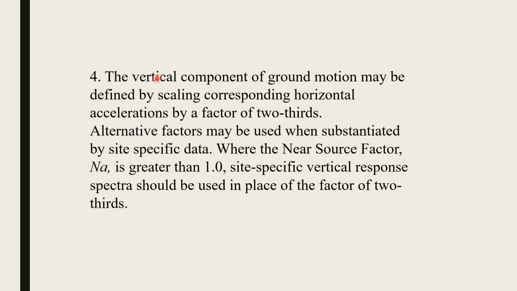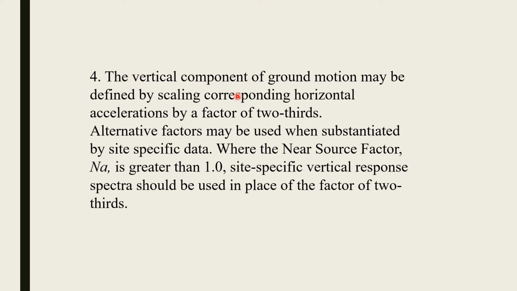The vertical component. When an earthquake hits a building, it does not have only the horizontal component. It basically has three components: X, Y, and Z. We normally use the X and Y components because the Z component has very little magnitude. But if in the structures you are going to use it for designing, then how much can you use? It's a two-third value. The vertical component of ground motion may be defined by scaling the corresponding horizontal acceleration by a factor of two-thirds.